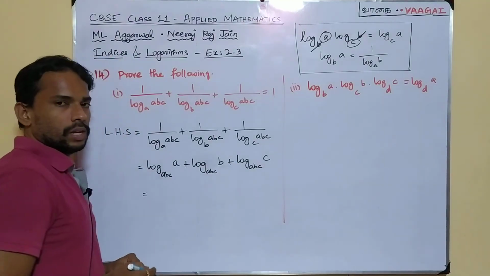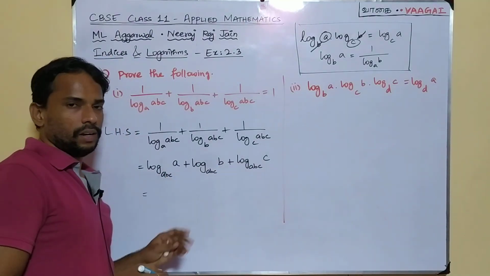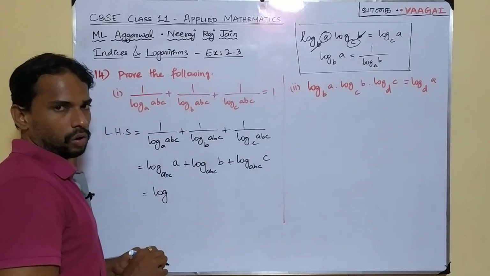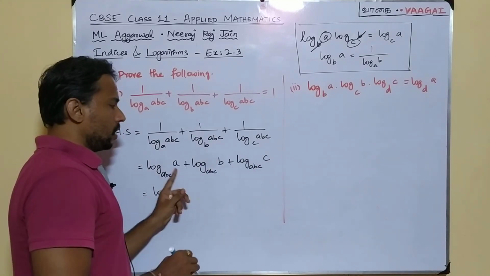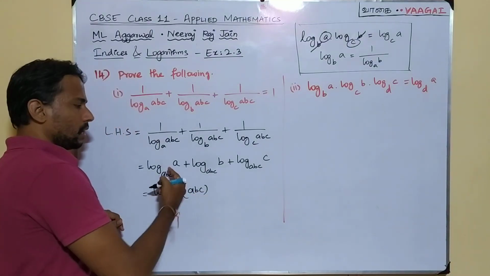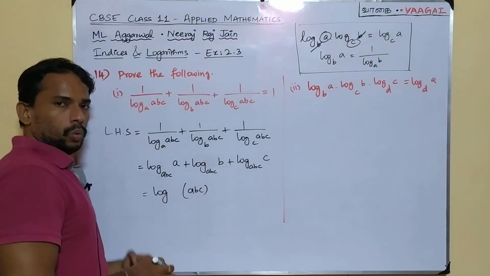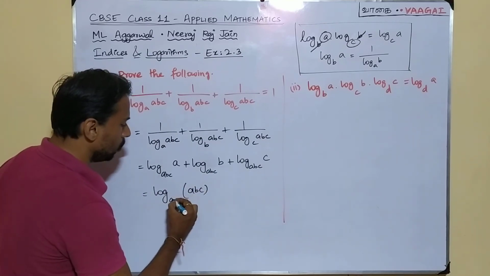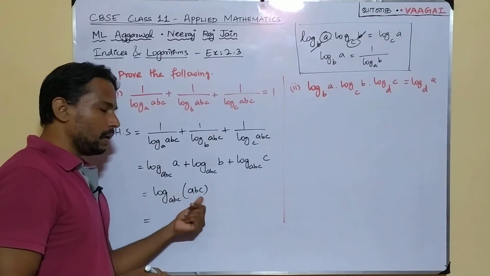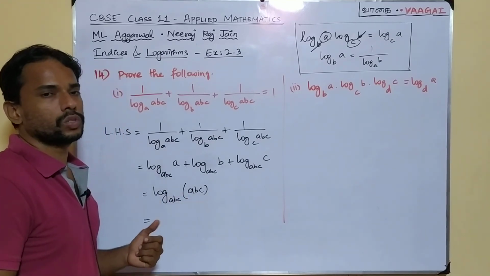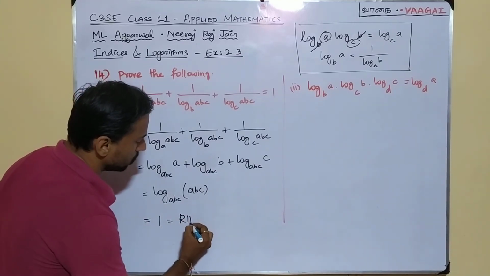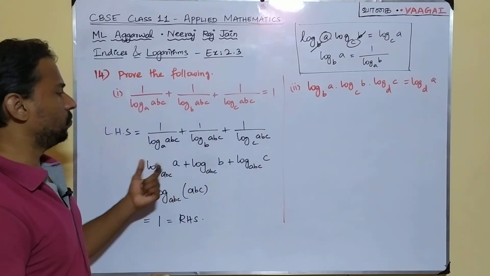Now since we have logs which are added, we can directly use the product rule. So if we use the product rule, this will be log of a, b and c, they all will be getting multiplied. So we will have log of a into b into c, which is abc, to the same base. The base is going to be common, right? So to the base abc. Now what is the value of log of abc to the same base abc? It's of course 1. 1 is going to be the answer, right? So that means this is going to be our RHS. So this proves the first subdivision.